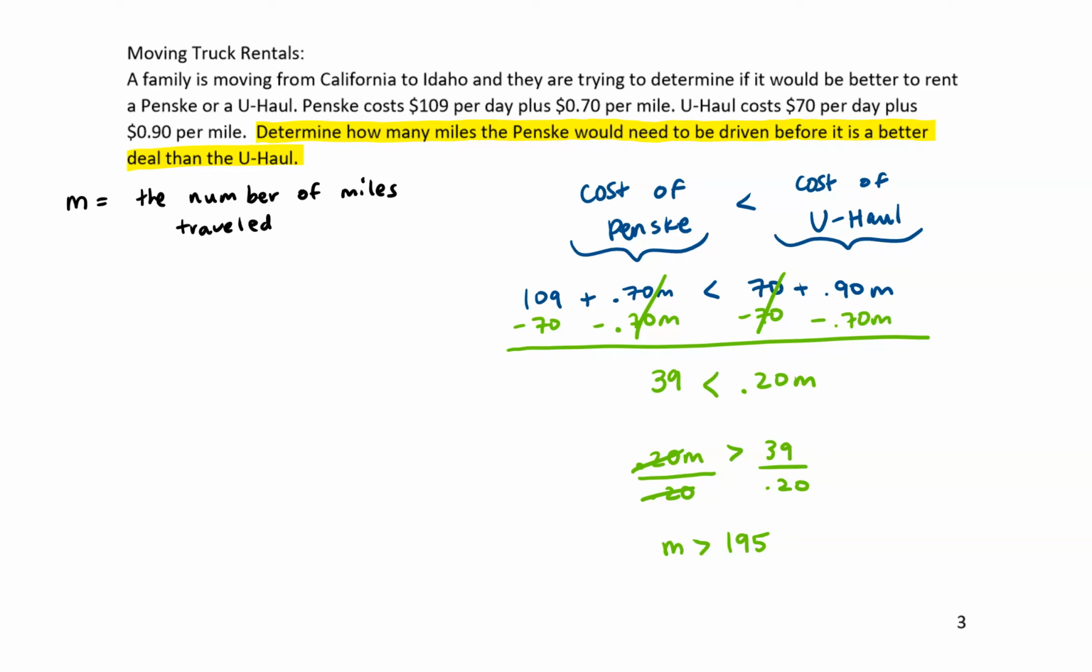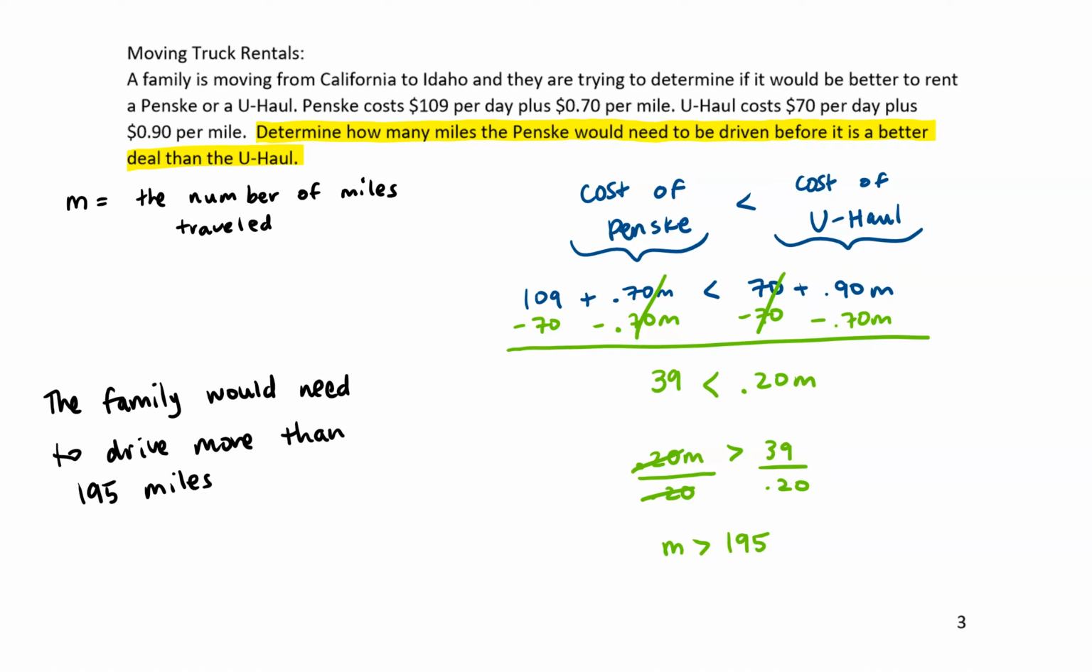So now I'm going to write a sentence explaining the solution to our problem. We would say the family would need to drive more than 195 miles in order for Penske to be a better deal.